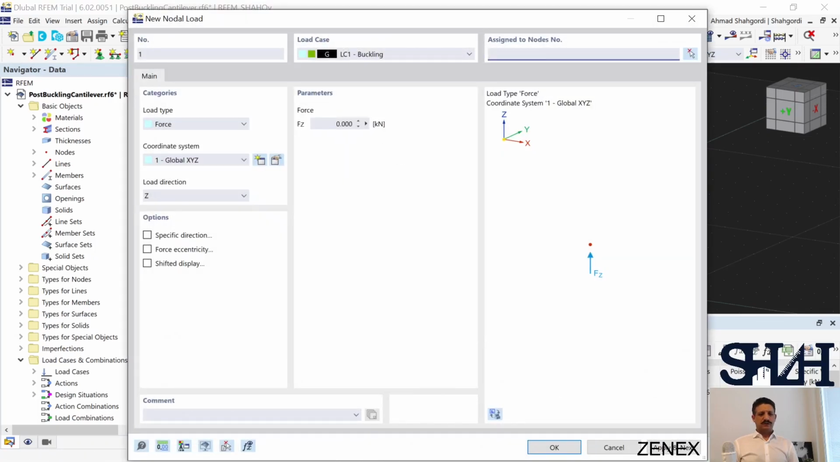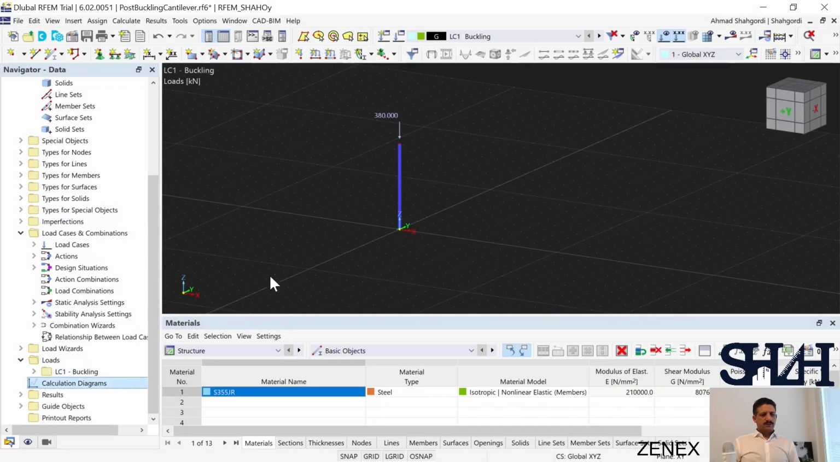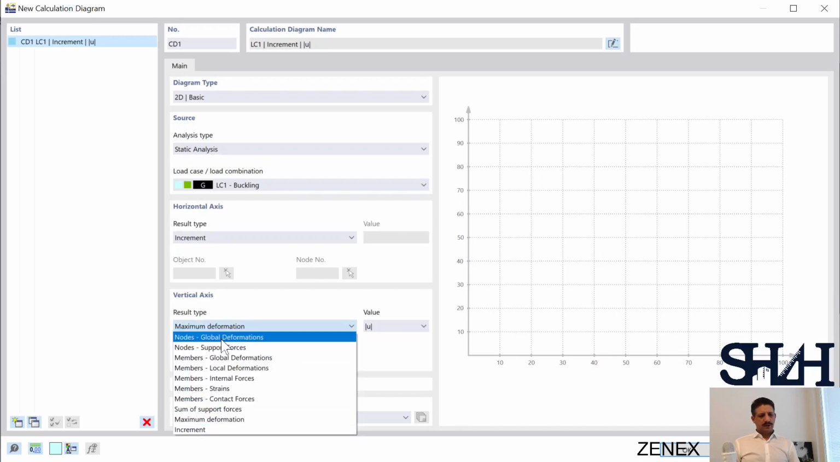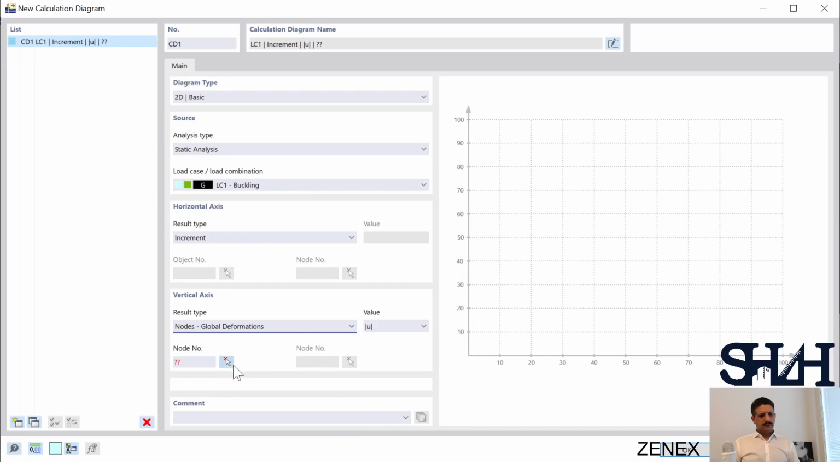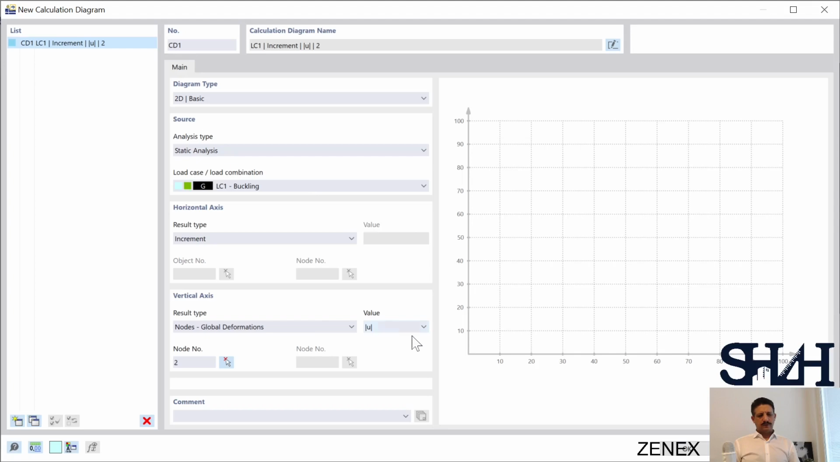Now we need to apply the load. It was minus 340. So let's go with 380, for example, to see what would happen. Here also we have the calculation diagram. You can activate it. And here you can go with the static analysis or with the stability. For now, I will go with this one. The horizontal axis can be result types, and the other one can be the node's global deformation. We need to select which node we are looking for.